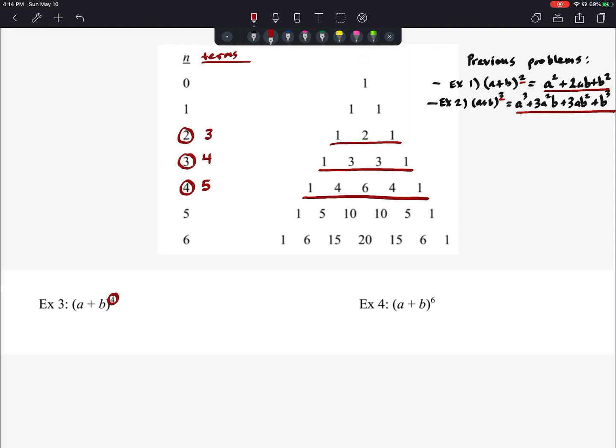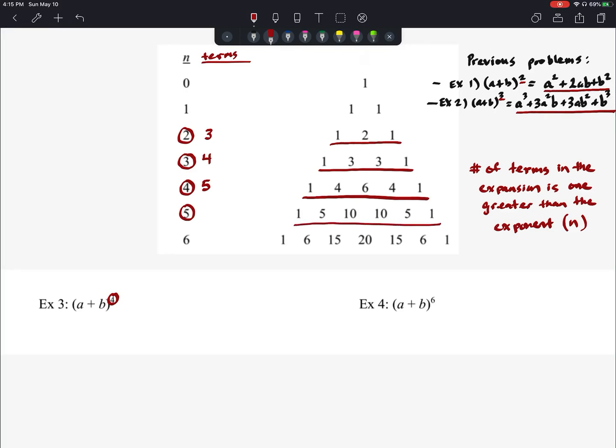So the main thing that you need to actually add in here, and you can add it onto that other list from the previous problems, is that the number of terms in the expansion is 1 greater than the exponent. Right, which is like our n, right? So I could put a little n in there. So if the exponent was 5, you'd see that there were 6 terms in the expansion, and so on.